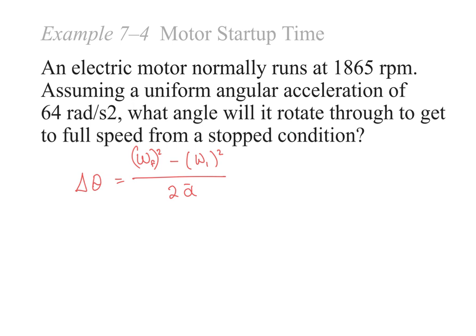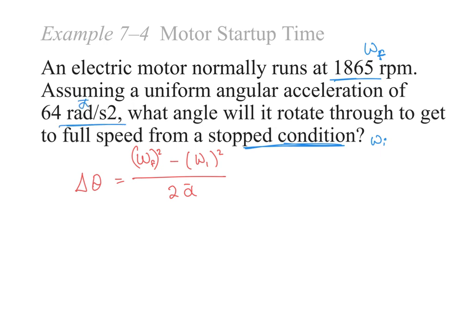So it says from a stopped position. That tells us what? It tells us initially that it was not moving. So stopped condition is going to be your initial omega. The normal running, well, that's where we get it to. So this is going to be our ending, so to speak, omega, our final, right? So we have an initial and a final. And then we have an average acceleration.